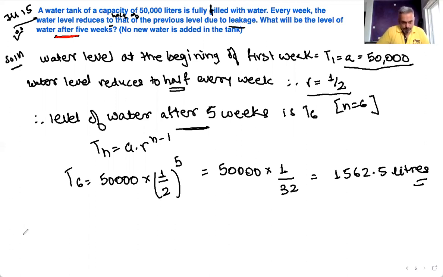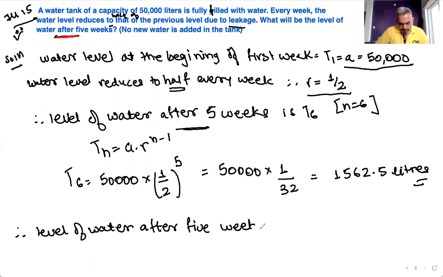Therefore, the level of water after 5 weeks is equal to 1562.5 liters.